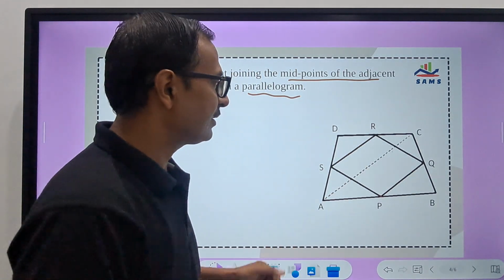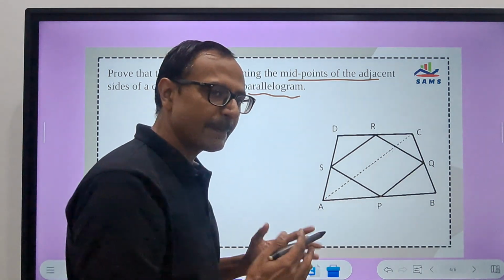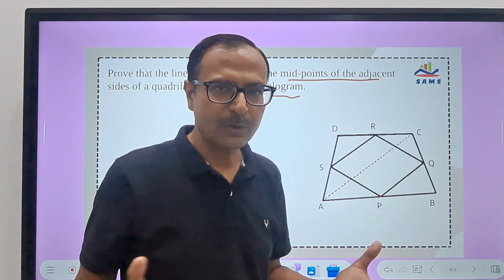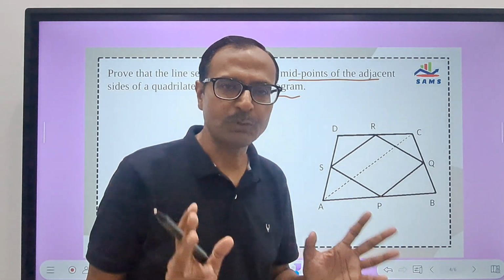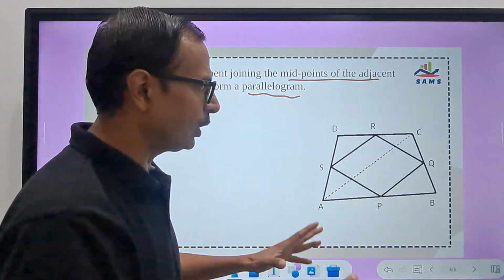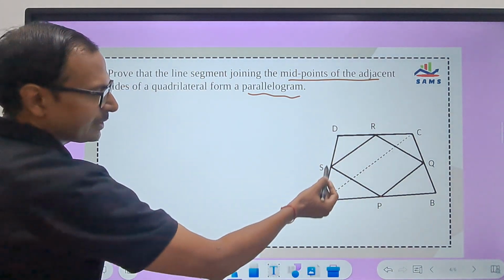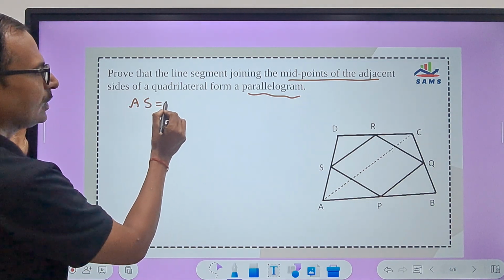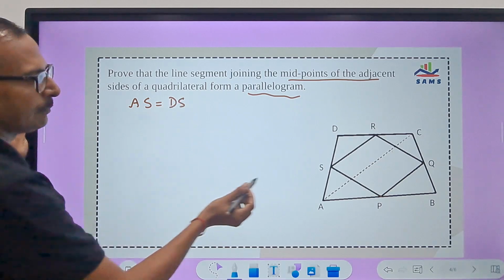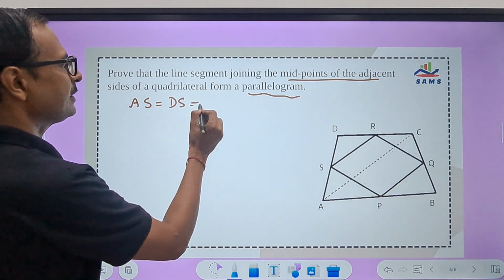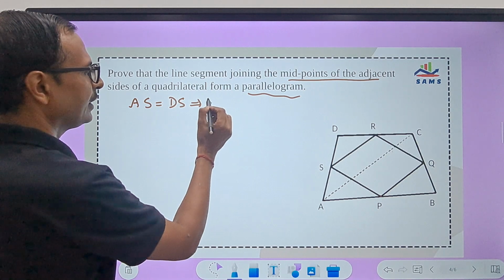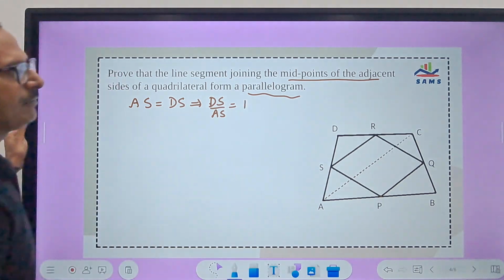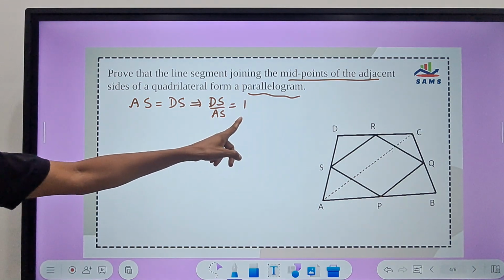If we can prove that PQ and SR are parallel and PS and RQ are parallel, then it forms a parallelogram. Both pairs of opposite sides have to be parallel, and that's what I am trying to do now. See, here in this side, AS and DS are equal, correct? Because S is the midpoint. That means the ratio of DS and AS is 1. When two things are equal, their ratio is always 1.